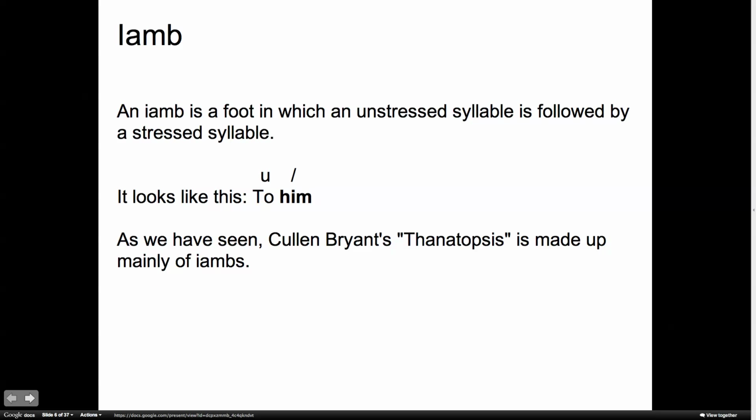So this is an iamb. An iamb is a foot where an unstressed syllable is followed by a stressed syllable, as in the first 2 syllables of Cullen Bryant's poem, to him. So we've seen the whole poem, Thanatopsis, is made up mainly of iambs.